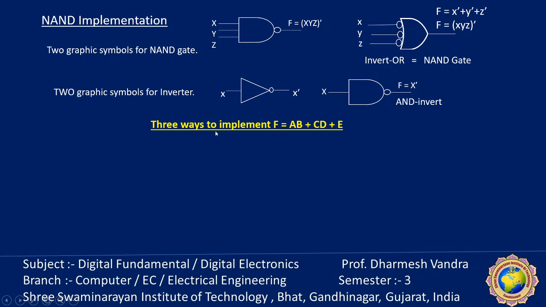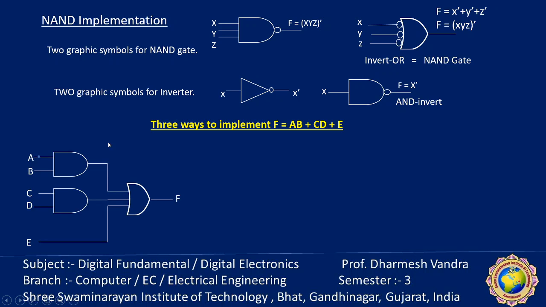Let's see the three ways to implement this. As we already discussed, sum of products has AND gates at the first level and an OR gate at the last level. For example, AB plus CD plus E. AB is the first AND gate output, CD is the second gate output, and all three are ORed. So this two-level circuit is known as an AND-OR implementation.